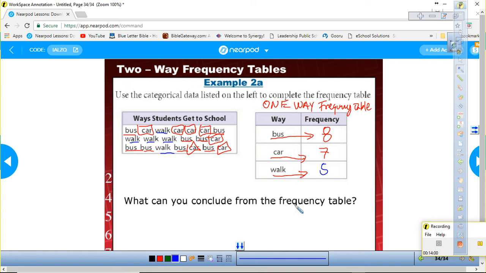Any questions on how to fill in the one-way frequency table? Fairly straightforward. However, here's the trick though. How do we summarize that data? Summarize it by analyzing it, looking at it, and then answering a question. What can you conclude from the frequency table? Talk it over with your neighbor. What can we conclude from that table?